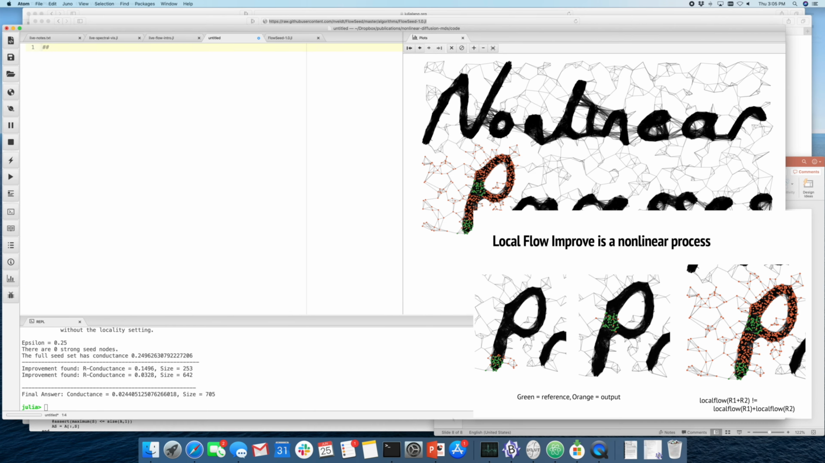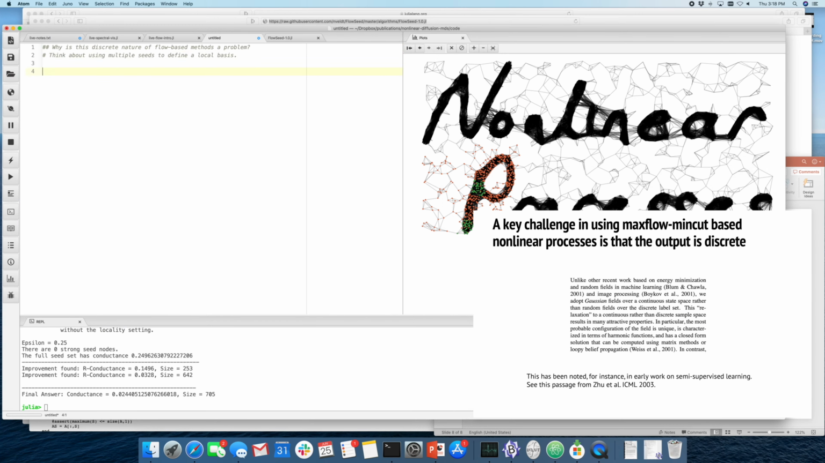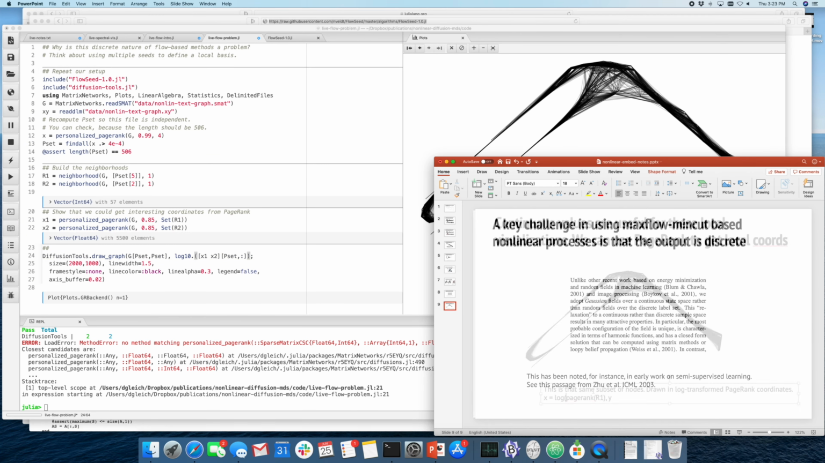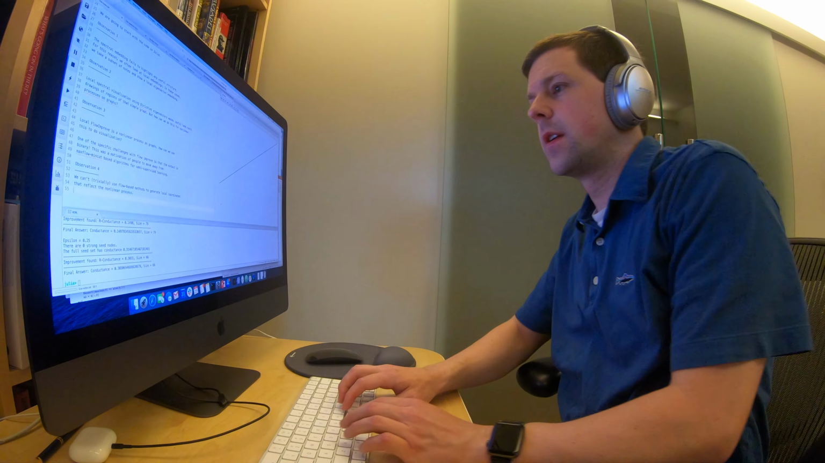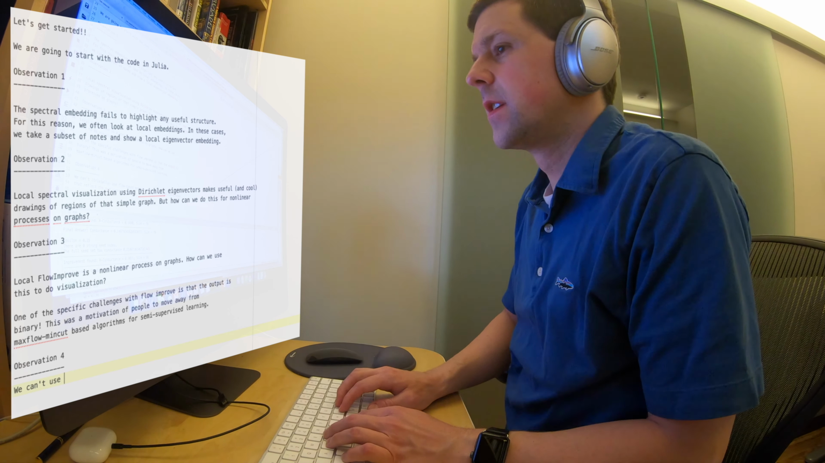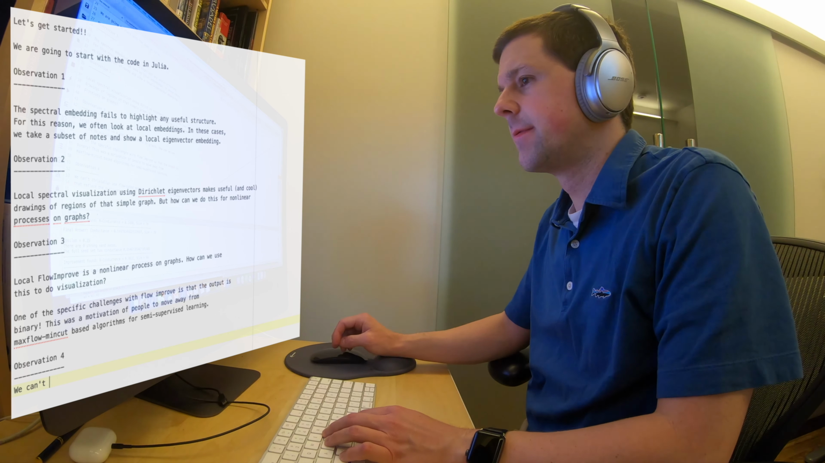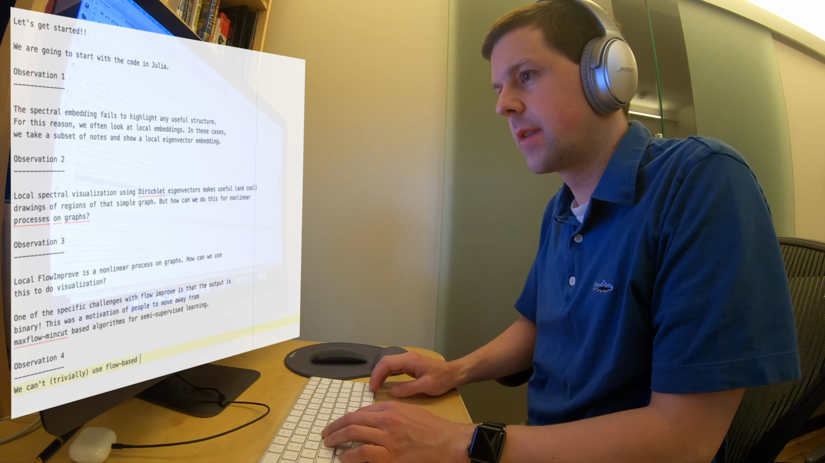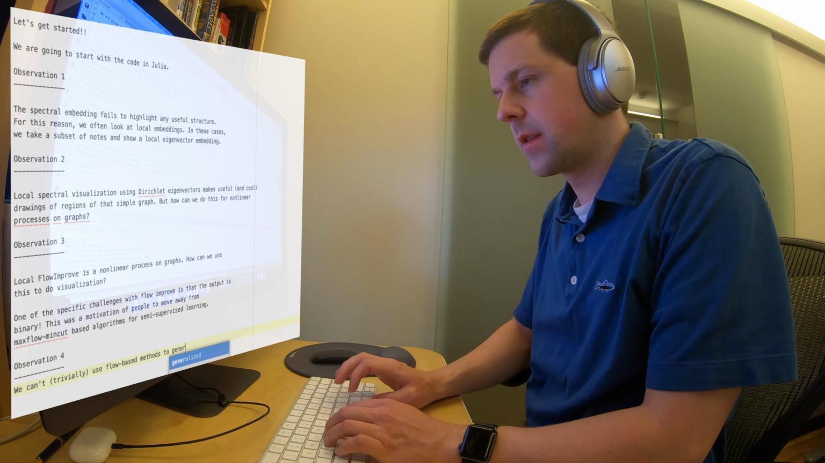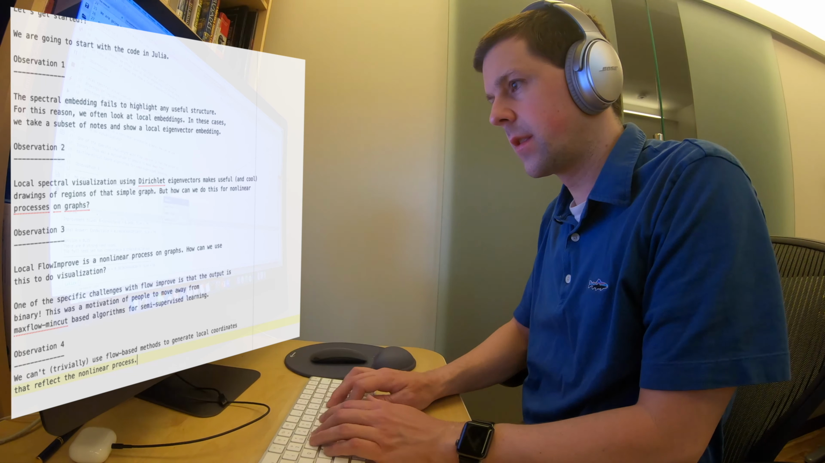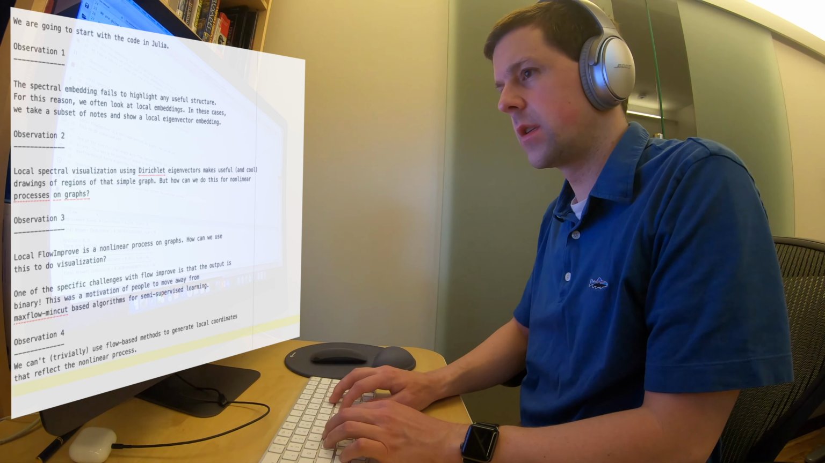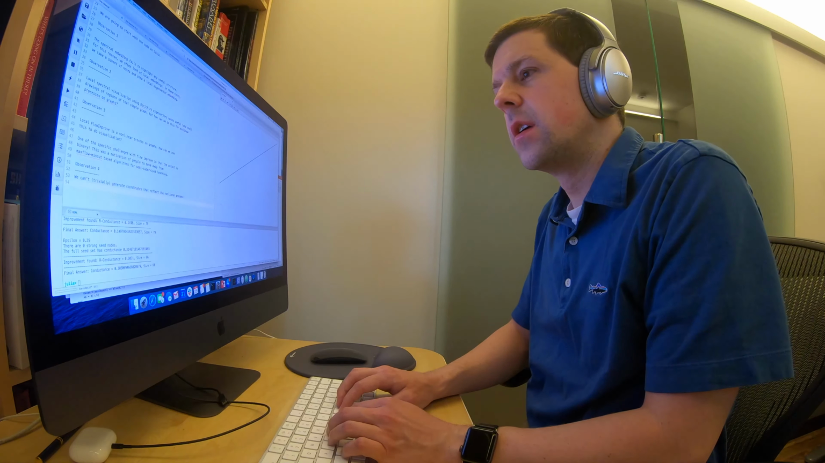Our third point is really that local flow improve is a nonlinear process. You can't use simple 0, 1 embeddings to get good pictures of this. So what the heck should we do with it? Let's do some math.